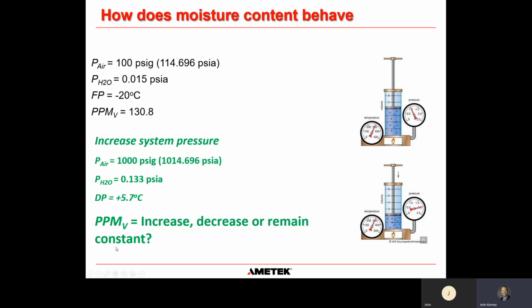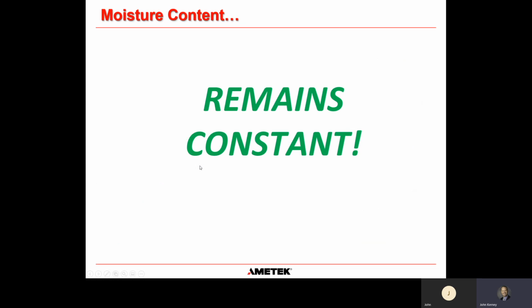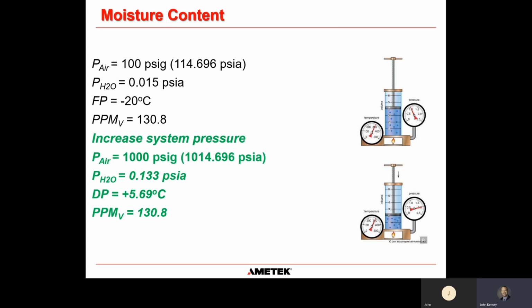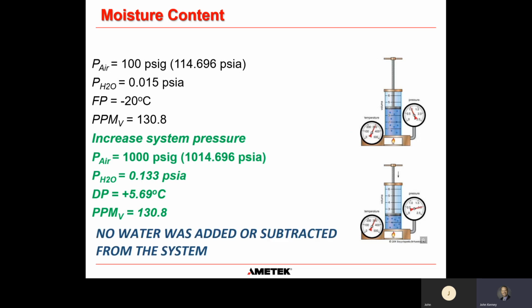And what happens on ppm actually is that it remains the same, and that surprises some people, I think, on occasion. But we've changed the pressure, we've changed the vapor pressure of water, which is all Dalton's law of partial pressure, and we've changed the frost point, dew point by different numbers. But ppm, because we're actually counting water molecules, we didn't add or subtract any water from the system. We didn't insert a syringe and squeeze more water in, and we also didn't use a dryer or anything to take more water molecules out.